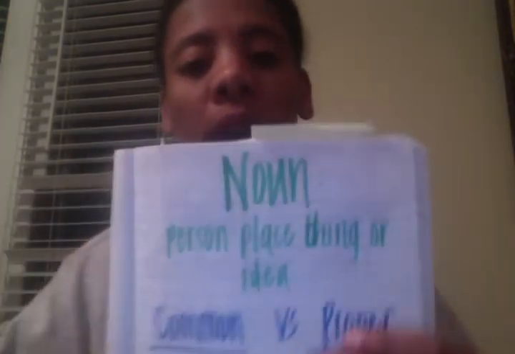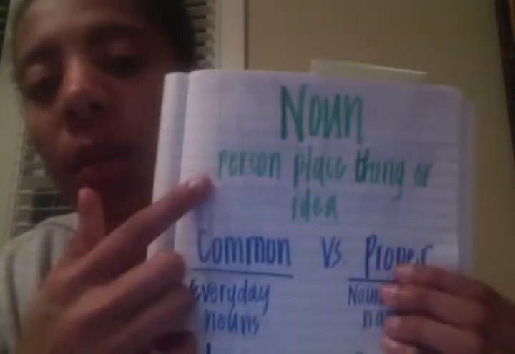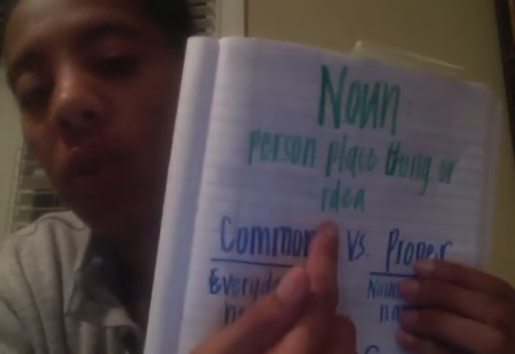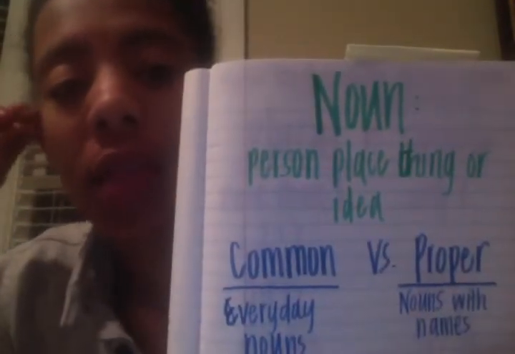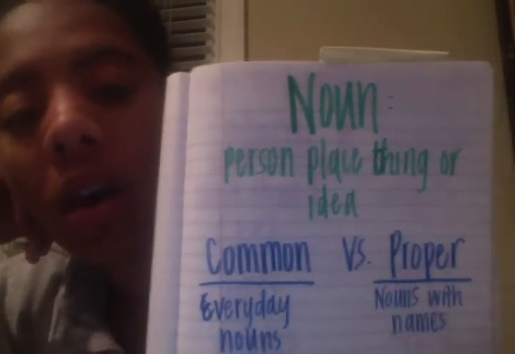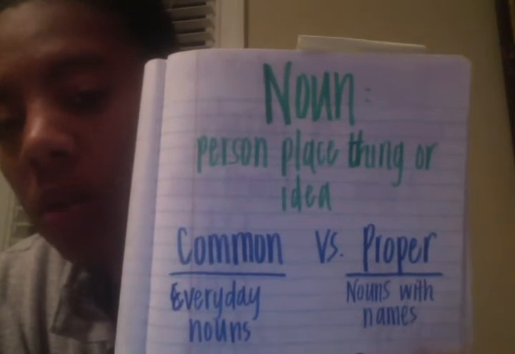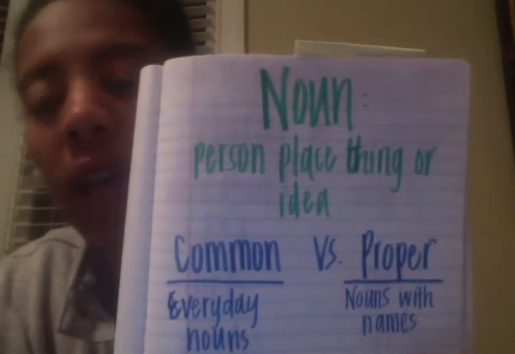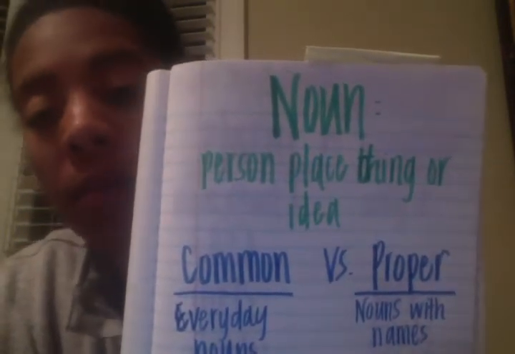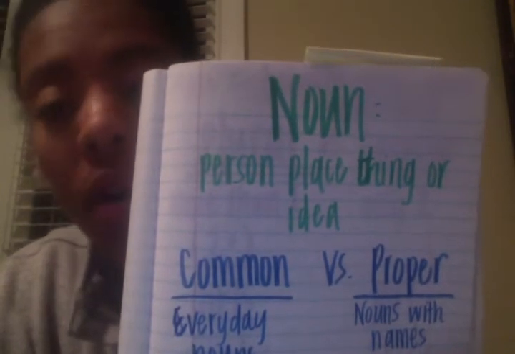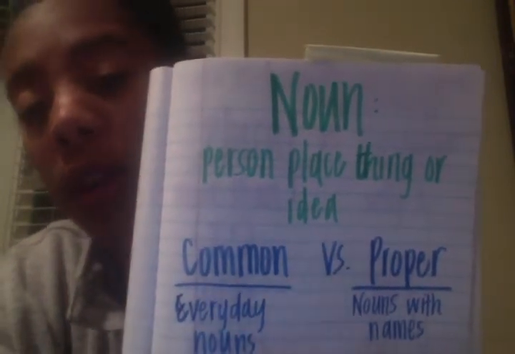First thing, we have our nouns. So we know nouns are person, places, things, or ideas, okay? Person, place, things, or ideas are our nouns. The first thing we're going to talk about is common versus proper nouns. So common nouns are our everyday nouns. There are nouns without names. And our proper nouns are our nouns with names.